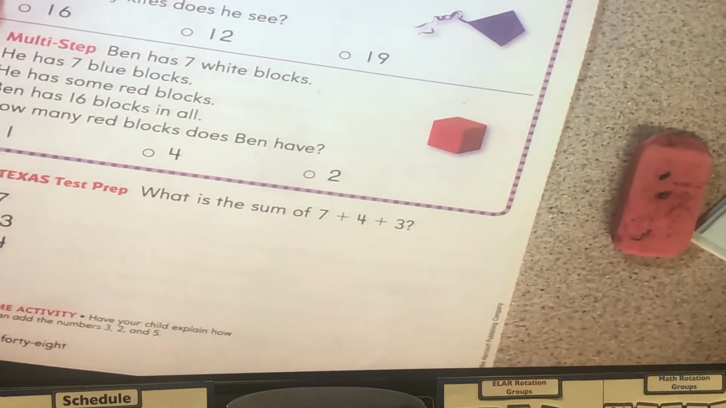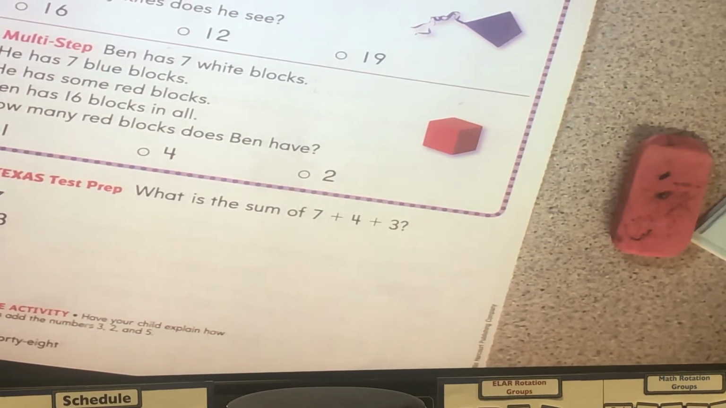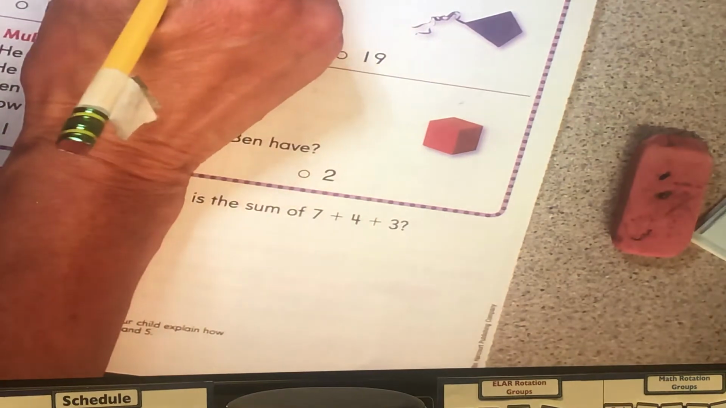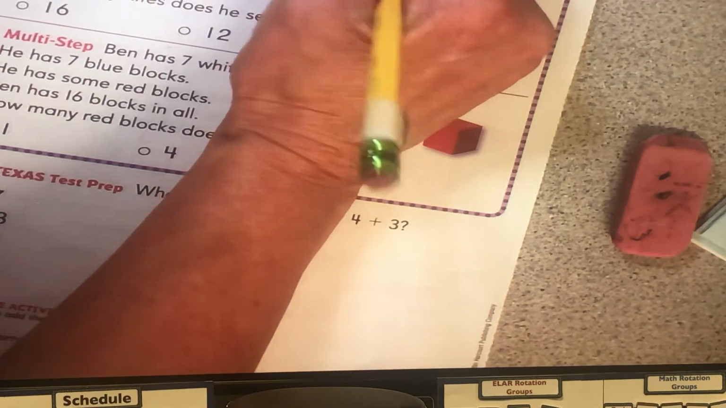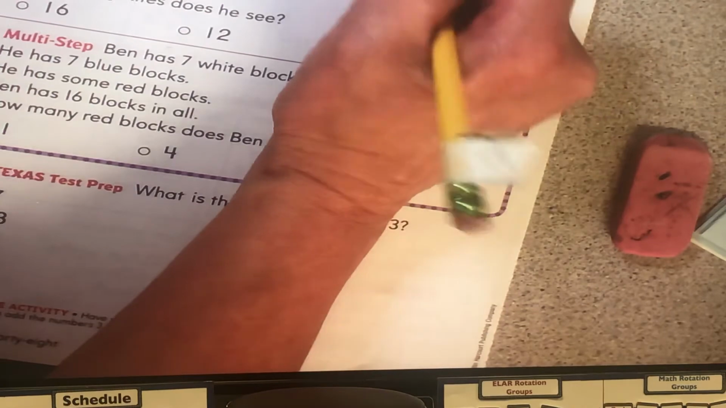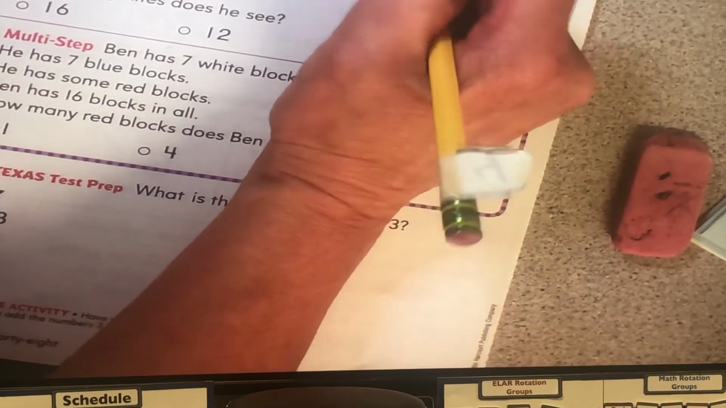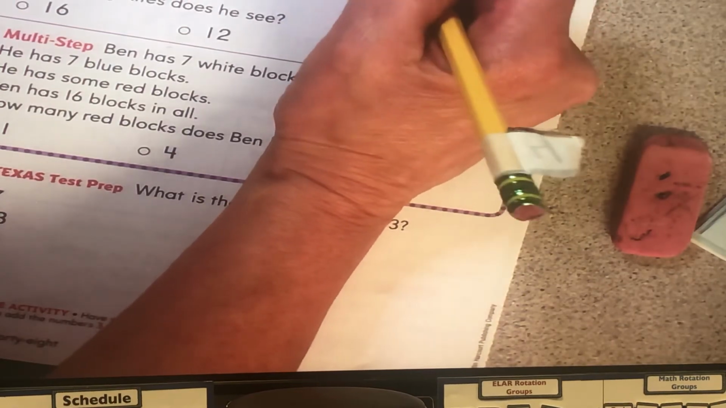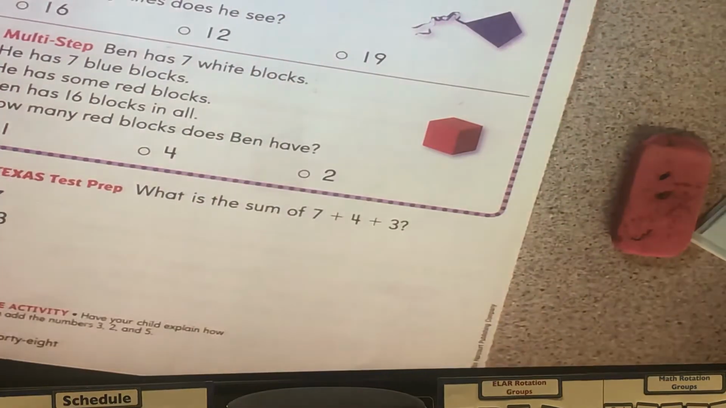All right. Number 16. Jerry has 4 red caps. He has 7 green caps. He has 3 blue caps. How many caps does Jerry have? So we're going to add what numbers? 4 and 6 and 3. 4 plus 6 plus 3. And I'm going to do my strategy. There's my 10, 4 plus 6 is 10, and 10 plus 3 is what? There it is, 13 right there.